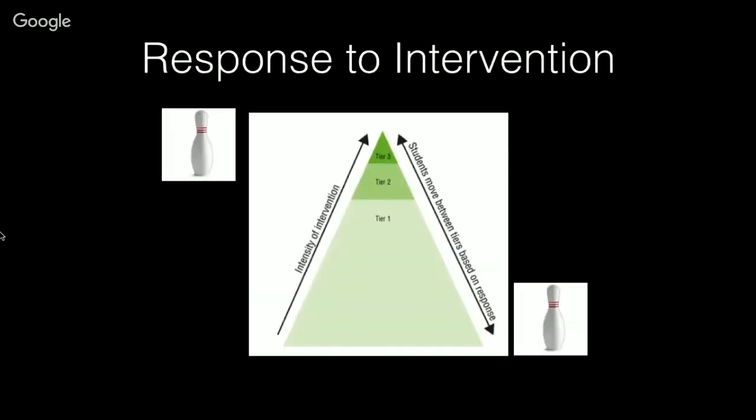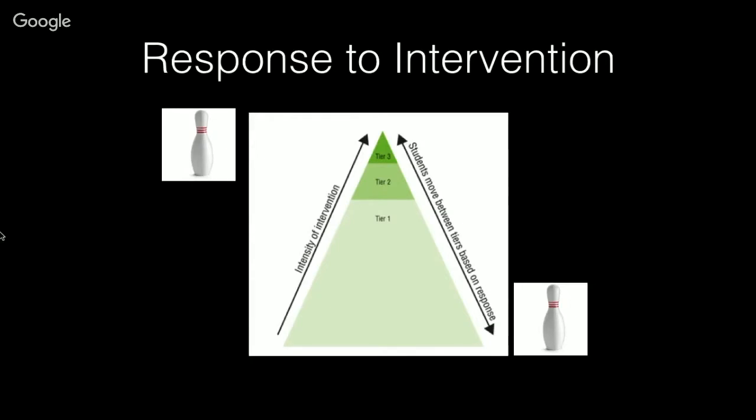So this leads us to the next planning framework that we looked at, which most of us are familiar with, which is response to intervention. We use it a little bit differently. Basically, we use it to figure out who our outside pins are. So the students who need the most support are going to be your tier three, and your students who need the most challenge are going to be at the bottom of tier one.